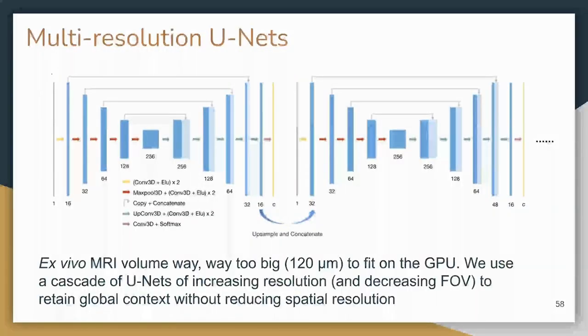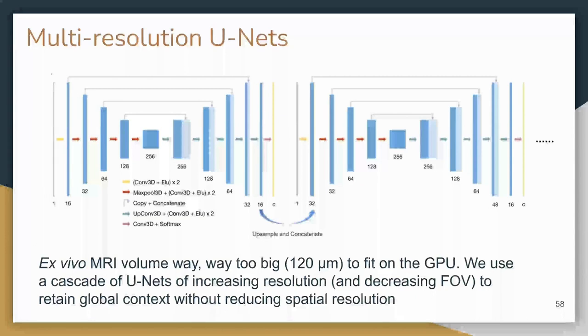And it's one of the success stories of deep learning. To me, if I write 100 deep learning algorithms, 95 of them are disappointing, 4 of them are a little bit better than the state of the art, and 1 is just amazing. And this one is just amazing to me. What Taylor did is he built a cascaded architecture with a bunch of units. The problem is that we want to retain global context, because it's so important in the brain to know where you are, but we don't want to sacrifice resolution. And we're never going to stuff a 120 micron scan into any GPU in the next 10 years.